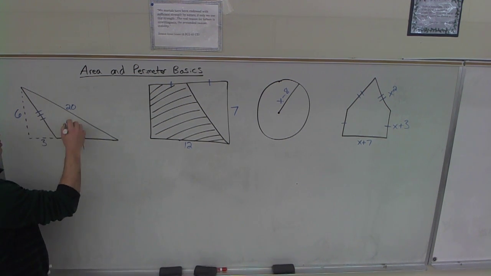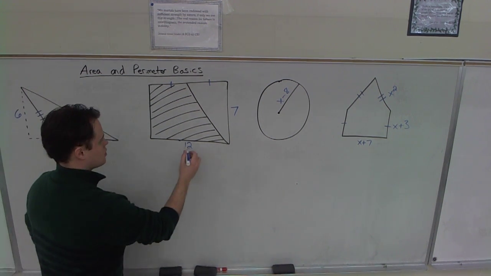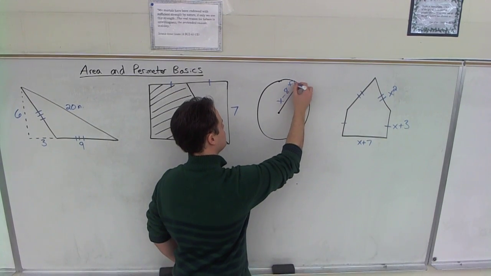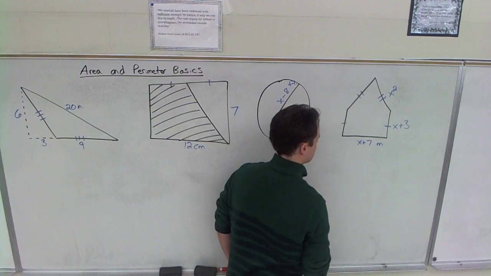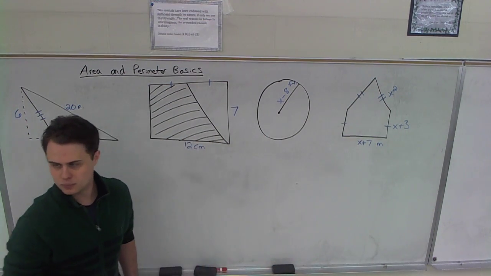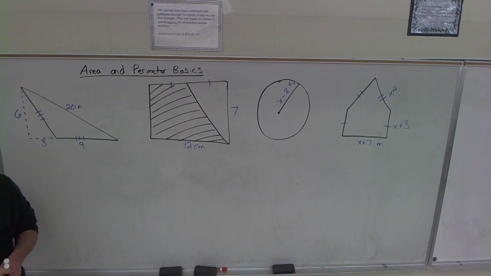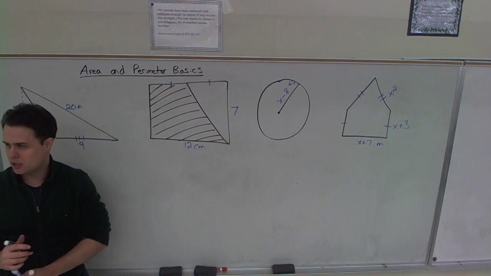So let's say all these measurements for the triangle are inches, these are centimeters, these are feet, a very large circle. And let's say these are meters. So a very large pentagon as well. All right. So I thought we'd start with maybe the easiest one, this rectangle.